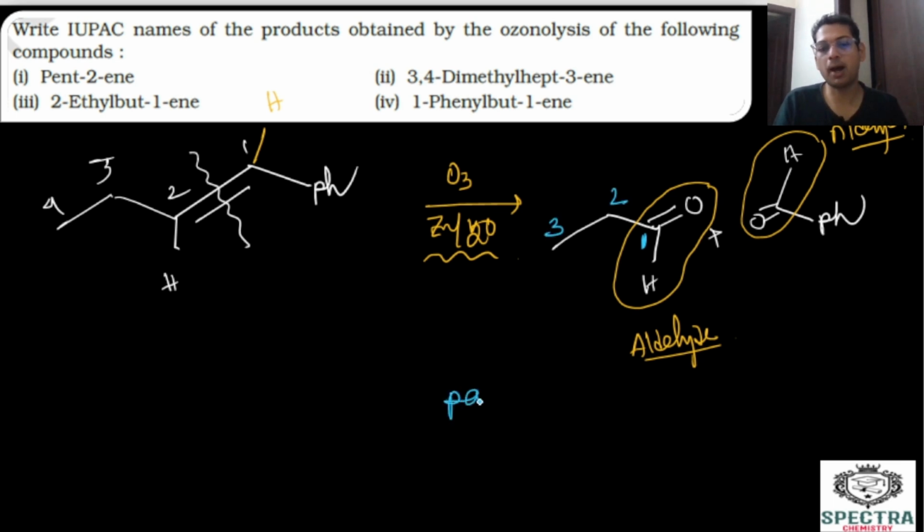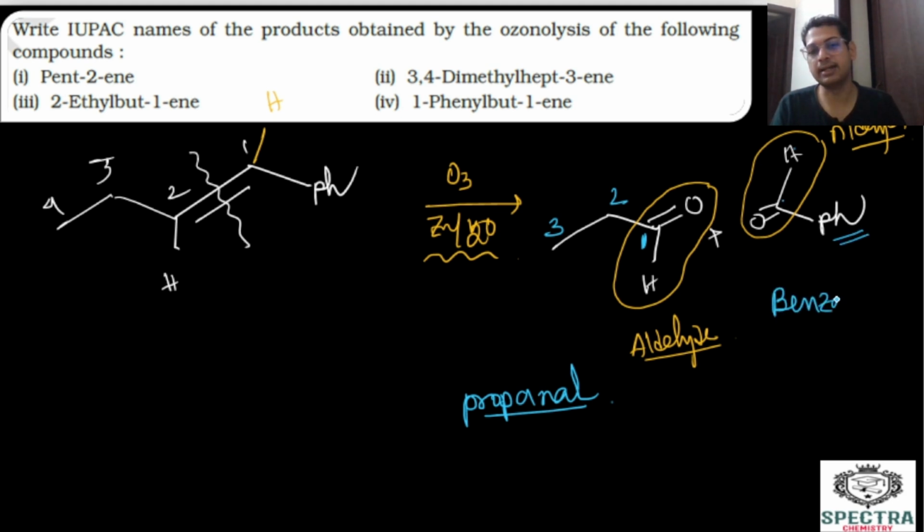So, the name of this is propanal. And the name of this, you see, this is benzene ring with CHO. So, the name of this is benzaldehyde. These are the products you will get.